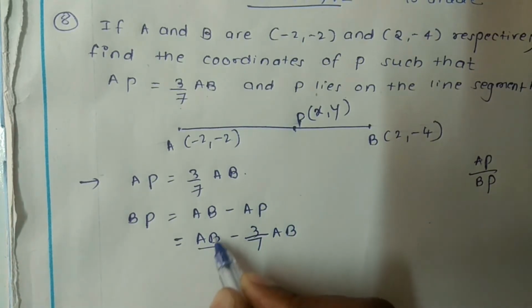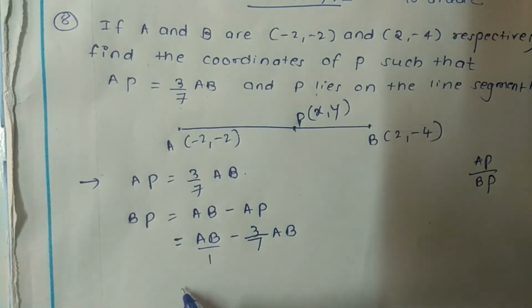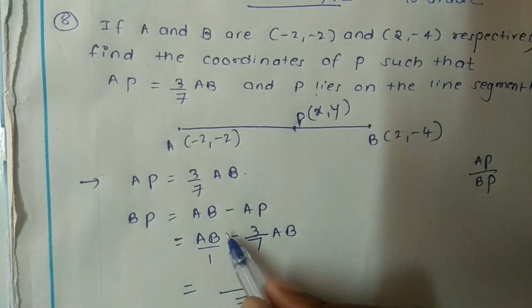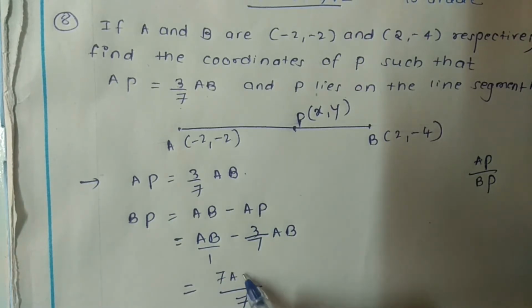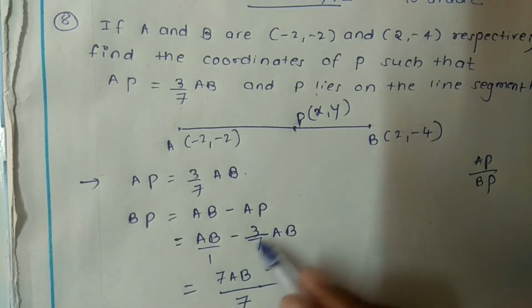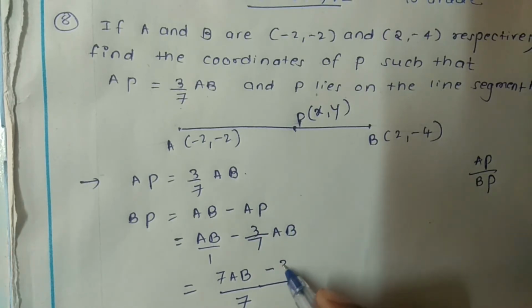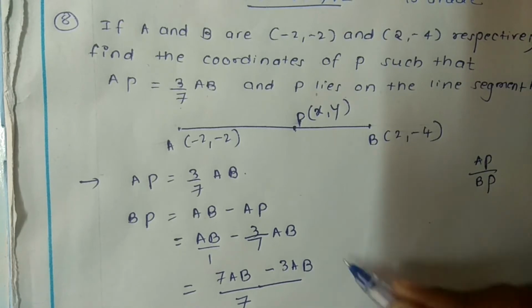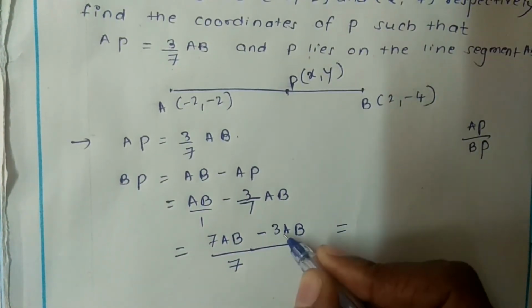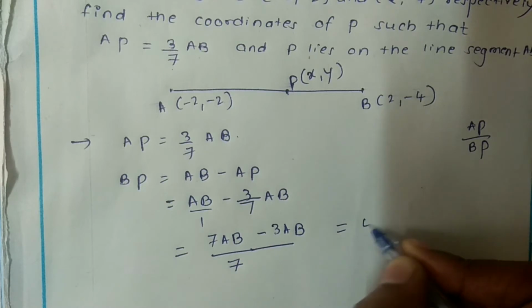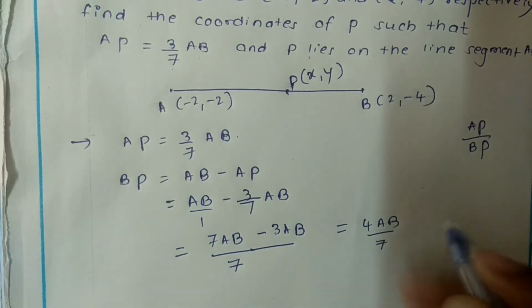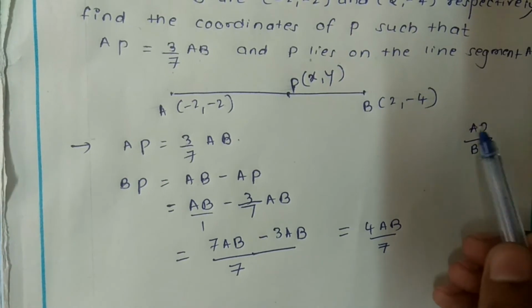Let us consider the denominator of AB to be 1, so it will be easy to find out. Here the LCM will be 7, so we have to multiply AB with 7 to get 7AB. Minus 1 into 3AB, since we already have the 7 in the denominator. So finally you will get 7AB minus 3AB, that is 4AB upon 7. So this is BP. So we got AP and BP.